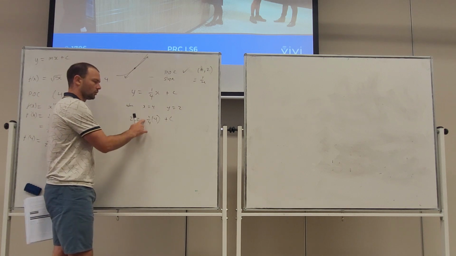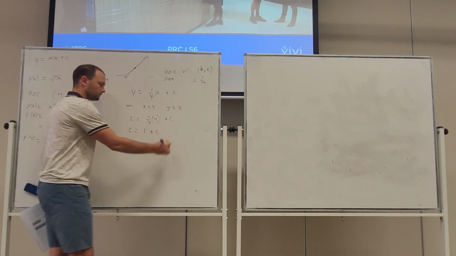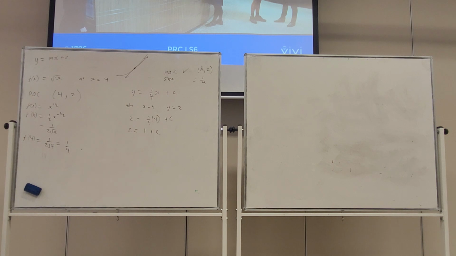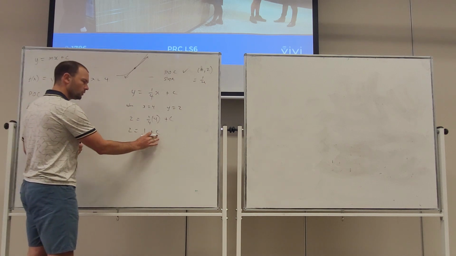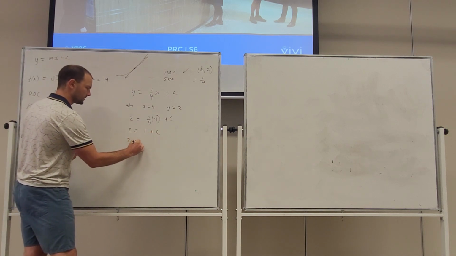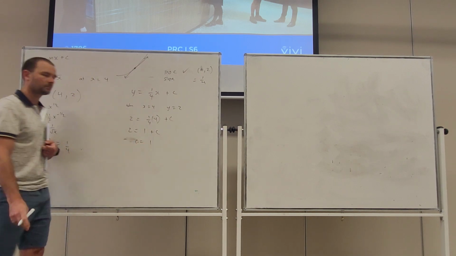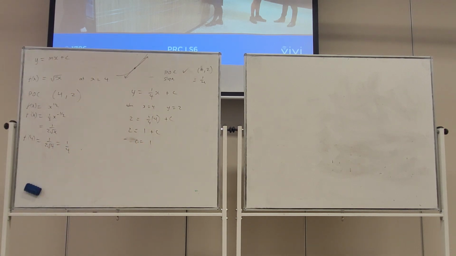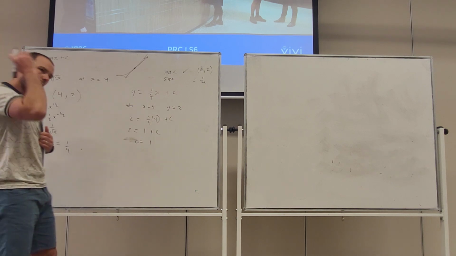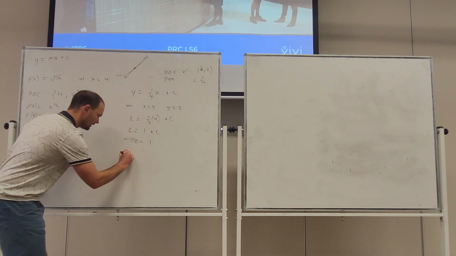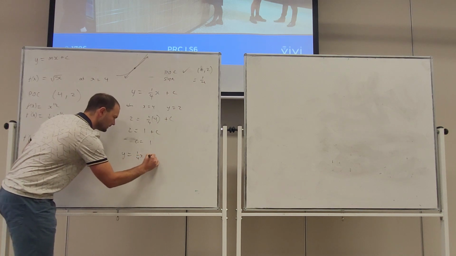So we'll have 1/4 times 4 is 1. And so the value of C that makes this true is positive 1. I'll just state that straight away: C is 1. Okay, don't stop there. You need to answer the question. The question is, what's the equation of the tangent? Well, it's going to be y equals a quarter x plus 1.